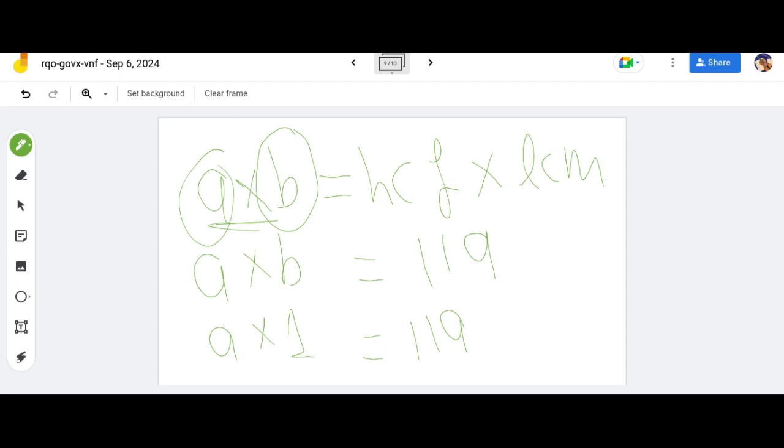If A and B are given, and HCF is given but LCM is not given, then the product of A and B will be divided by the HCF. Okay? Any confusion, any question?